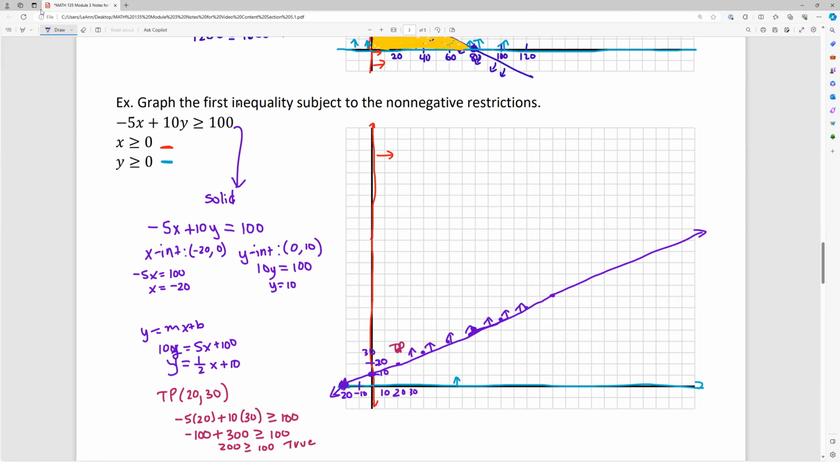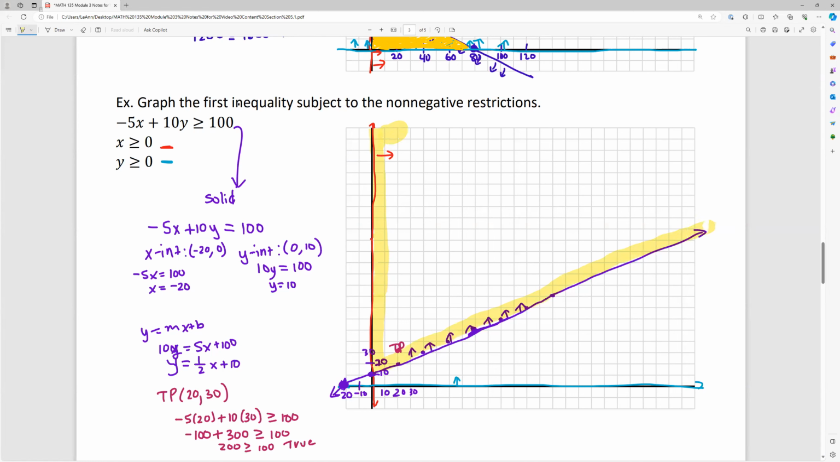So where do I end up shading? Well, because of this problem having the blue shading above, the red shading to the right, and the purple shading above, notice that we're only going to get this region right here. So I'll try to outline it first. We're going to have everything to the right of the red line until we get to that purple line, because remember, we're only shading above the purple line. Then we're going to go above the purple line in this direction forever.